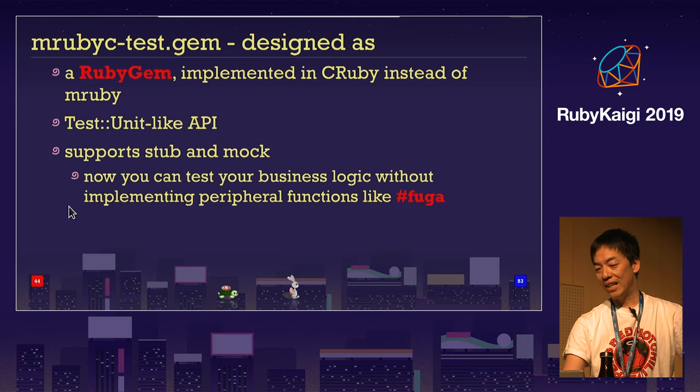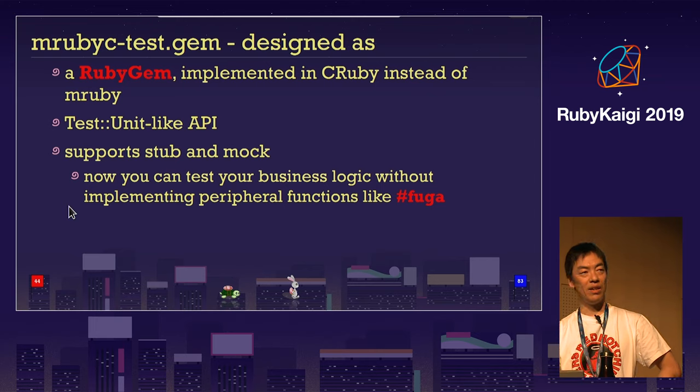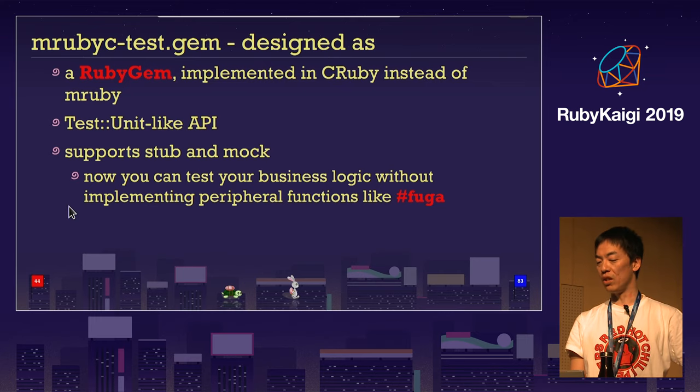So I designed it as a RubyGem implemented in CRuby instead of mruby. And it has a test-unit-like API you're familiar with. And it supports stub and mock. And so now you can test your business logic without implementing peripheral functions like Fuga.